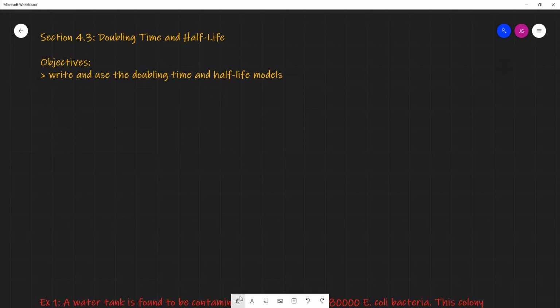Okay, the doubling time and half-life models are actually just special cases of the exponential growth model that we've been working with so far. Okay, so starting with doubling time, let's go ahead and start by writing that equation.